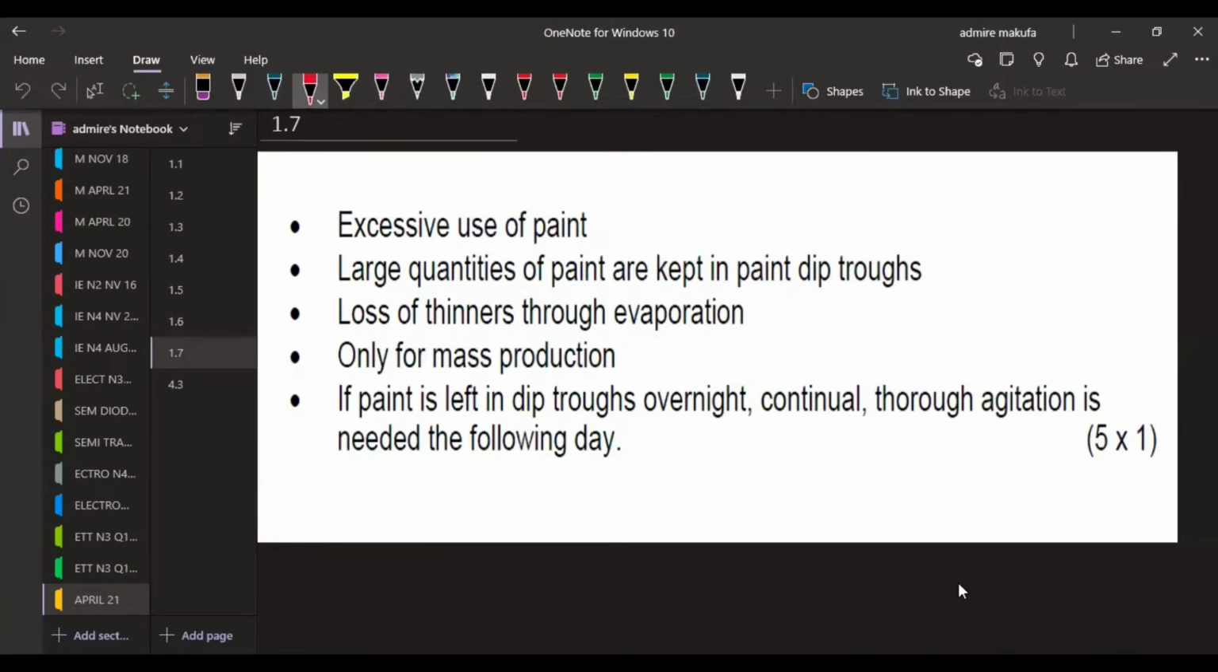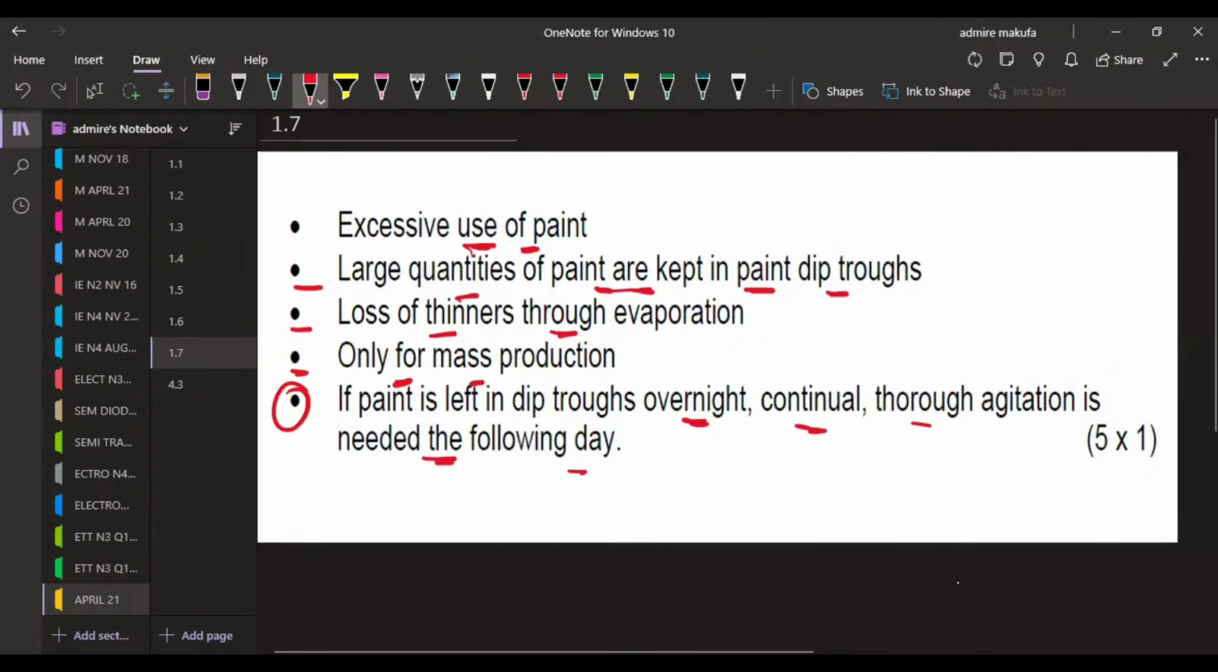Now they want the disadvantages, which are: excessive use of paint, as large quantities of paint are kept in paint dip troughs; also loss of thinners through evaporation; then it is only for mass production. We need it when there is mass production only, we can't use it when we want just 1 or 2 things. If paint is left in dip troughs overnight, continual agitation is needed the following day. So you see, there is a lot of work there. So those are the disadvantages.